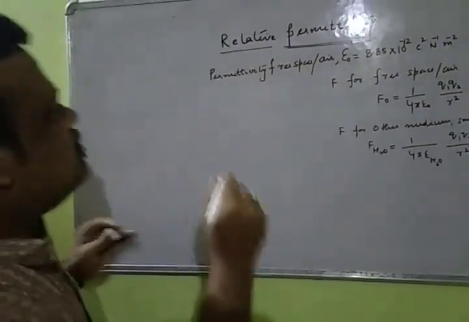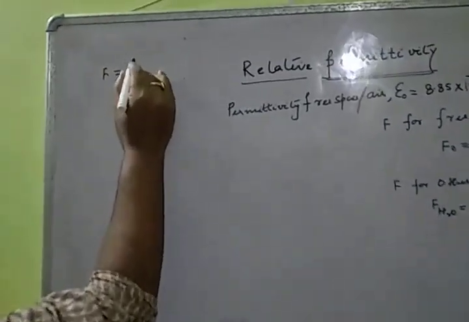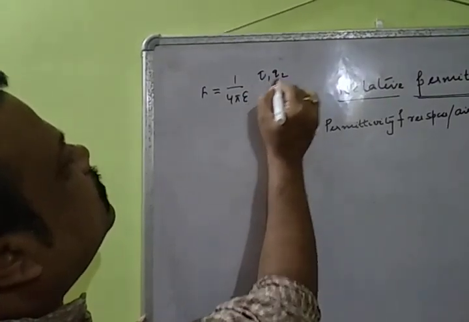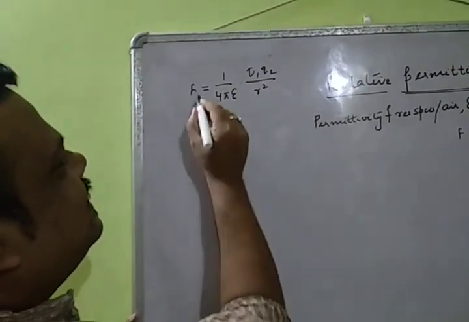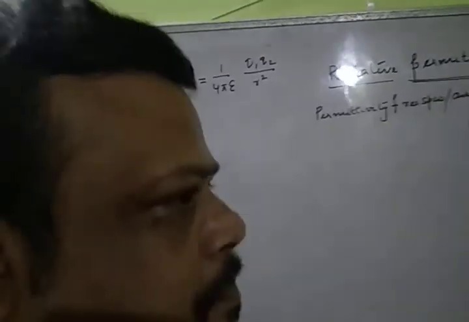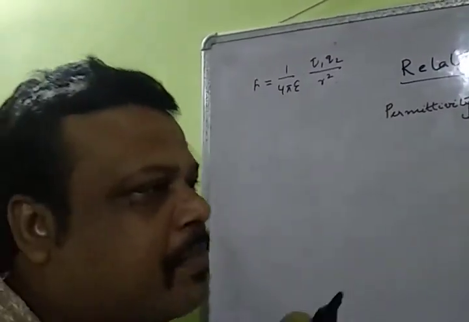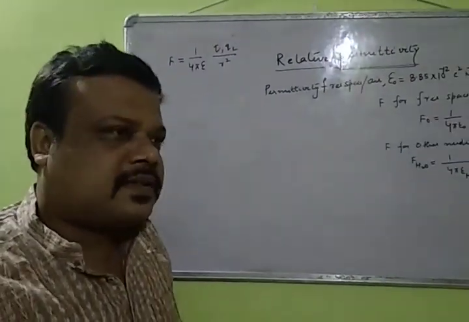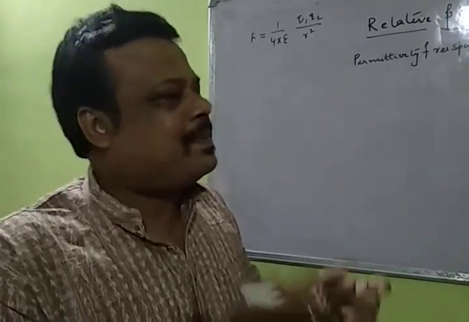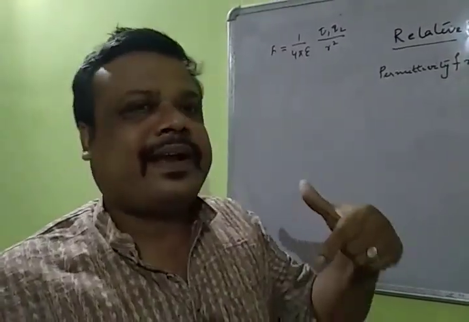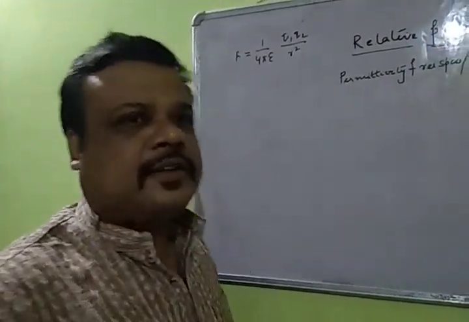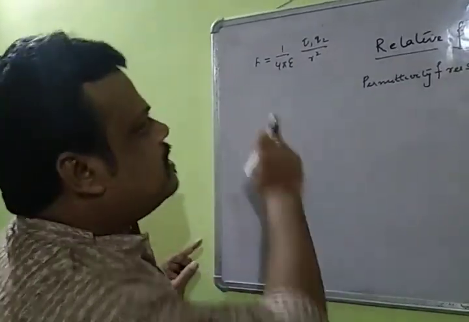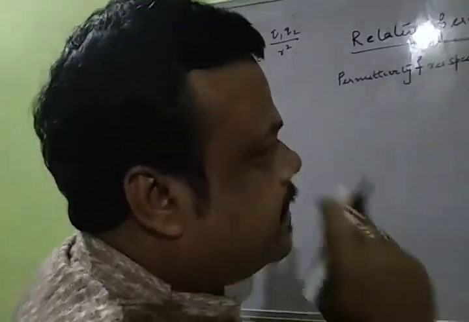Since force equals 1 by 4 pi epsilon into q1 into q2 by r square, that means the force of attraction or repulsion depends on the medium where the charges are kept. In air, in free space, the electrostatic force is different. If it is in copper, it's different. In glass, the force is different. Suppose in paper, the force is different. So force depends on the medium. That is what we must understand.